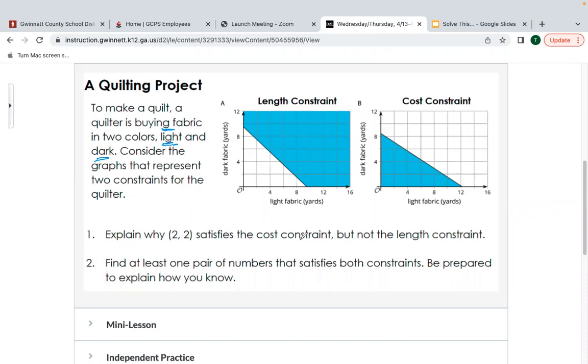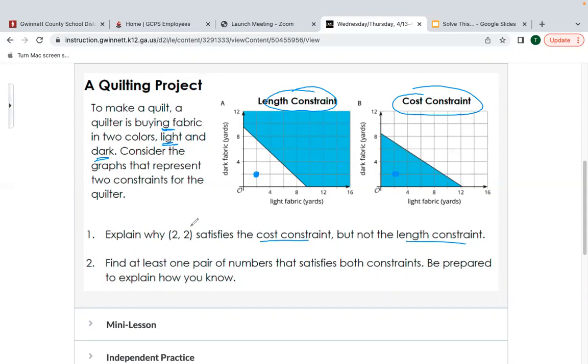Explain why 2-2 satisfies the cost constraints, but not the length constraints. So there's 2 different graphs, length constraint and cost constraint. We got 2 different inequalities. 2-2 is right here on this graph, and 2-2 is right here. What's the difference between those? Say again? It's not in the blue part.